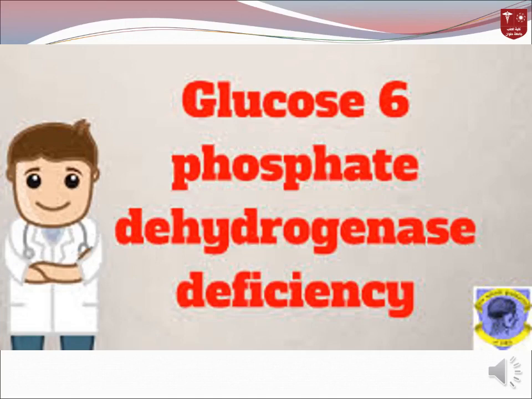Now we are talking about one of the most common genetic disorders, which is called glucose 6 phosphate dehydrogenase deficiency, or the other name is favism.